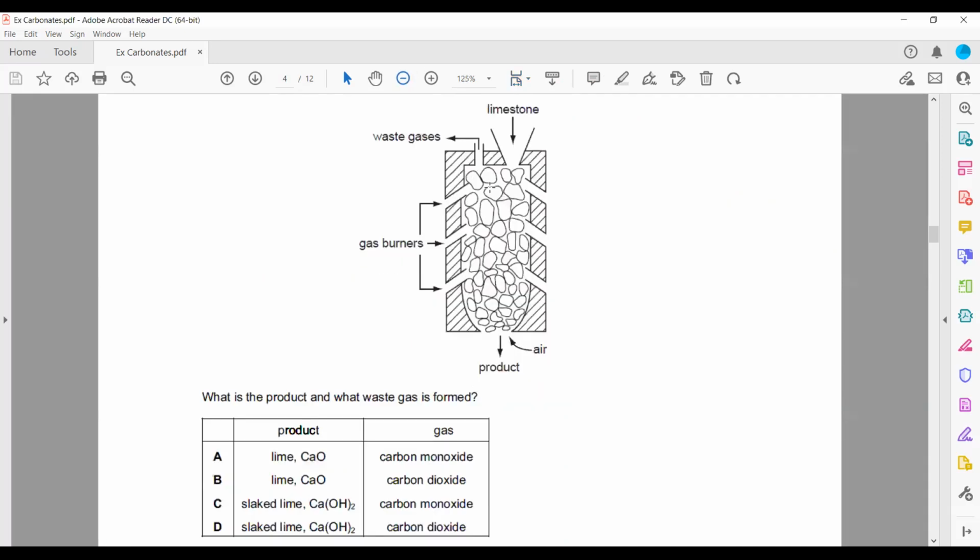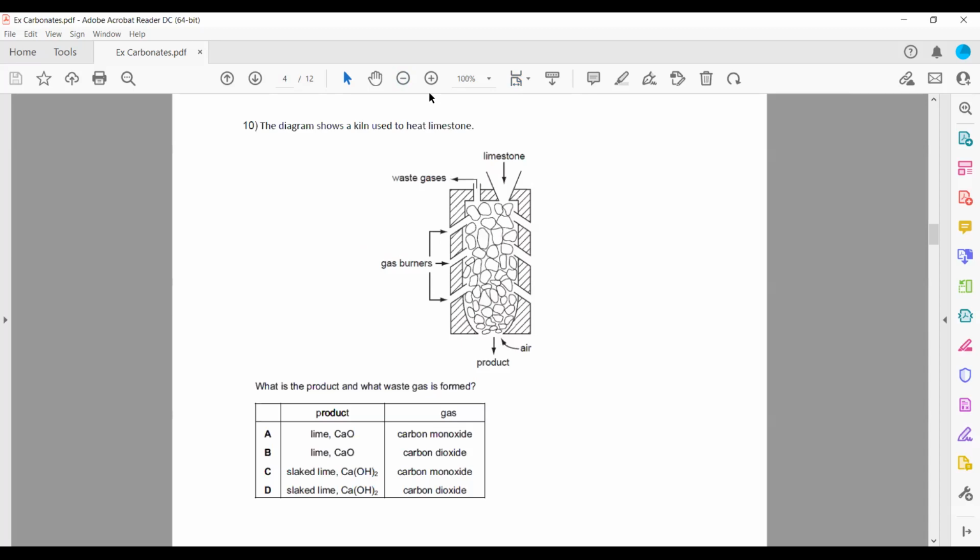The diagram shows a lime kiln. So we add a limestone, the product. Limestone is calcium carbonate. When we supply heat energy, it will give calcium oxide, and the waste gas will be carbon dioxide. So the product is calcium oxide and the waste gas will be carbon dioxide. So B should be the right answer.